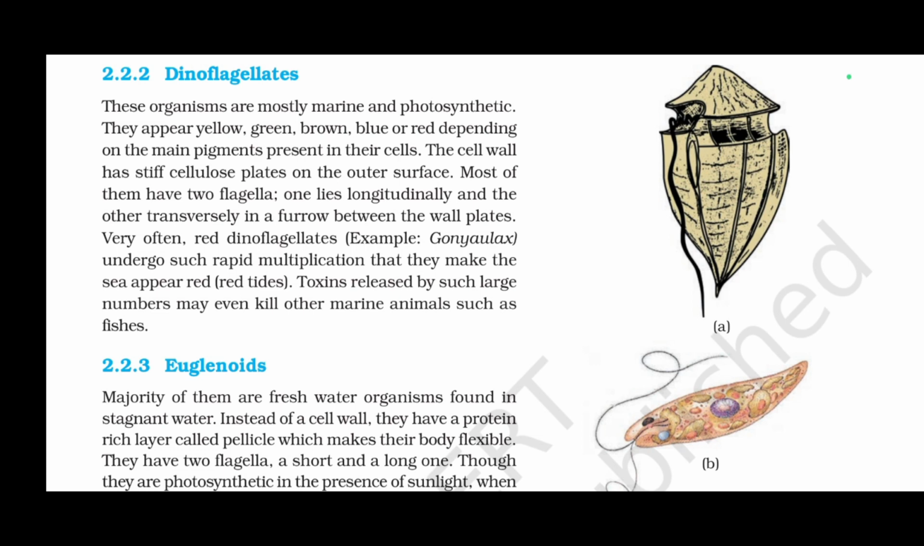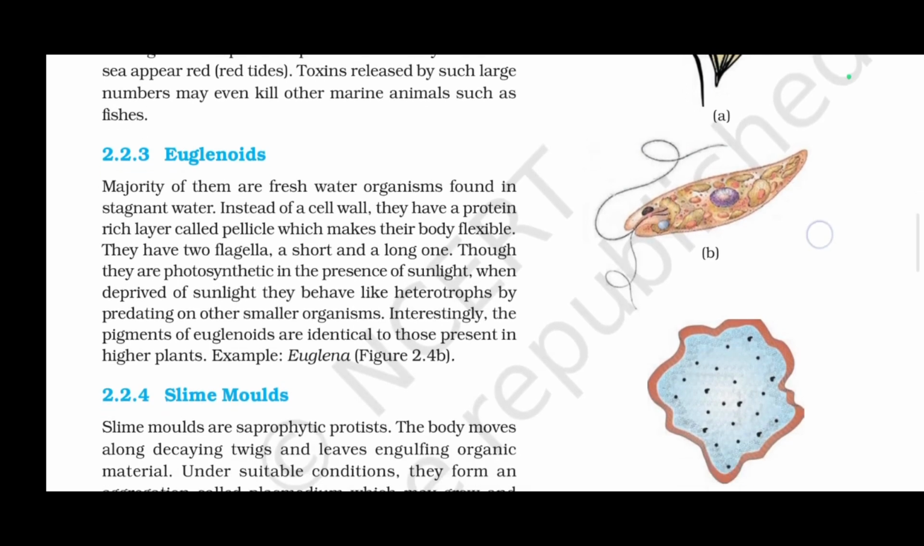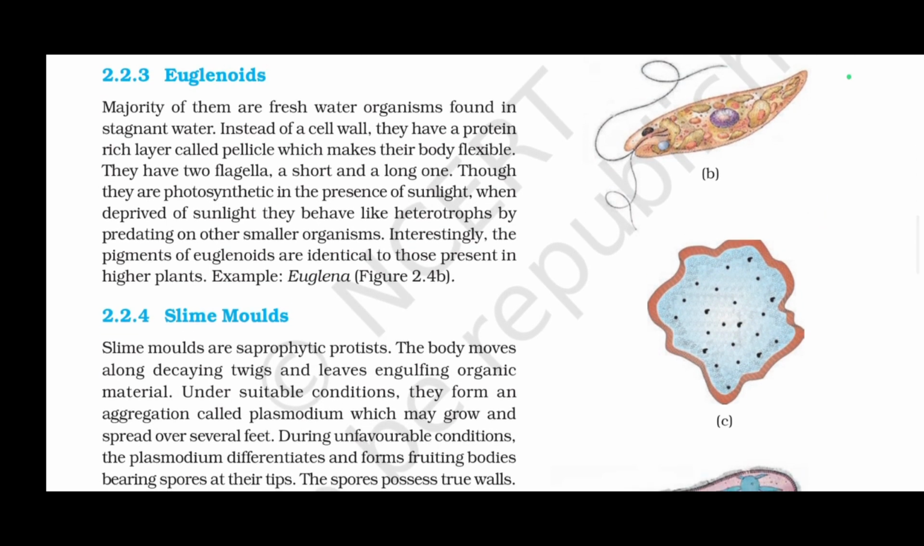Now 2.2.3, euglenoids. The majority of them are freshwater organisms found in stagnant water. Instead of a cell wall, they have a protein-rich layer called pellicle, which makes their body flexible. They have two flagella, a short and a long one. Though they are photosynthetic in the presence of sunlight, when deprived of sunlight, they behave like heterotrophs by predating on other smaller organisms. Interestingly, the pigments of euglenoids are identical to those present in higher plants, for example, Euglena.